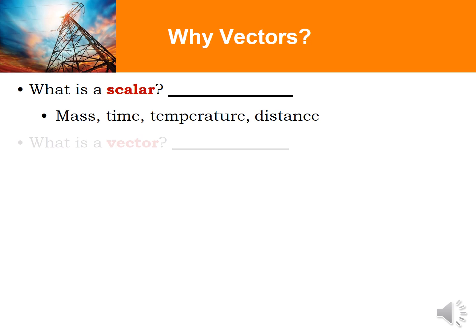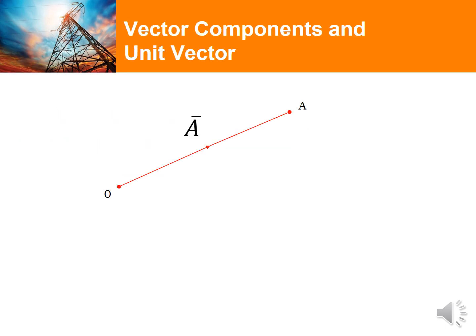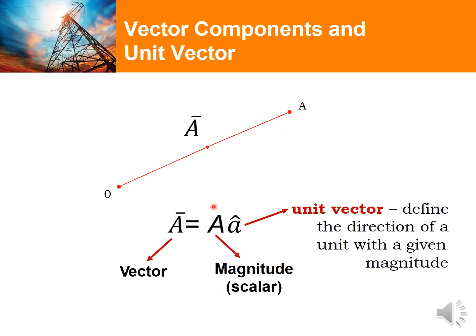Now, how about vectors? Vectors are quantities that are described by their magnitude as well as direction. These include velocity and force. For a vector A that is separated from the origin by A, it is mathematically described with the equations or relations as shown on the slide.